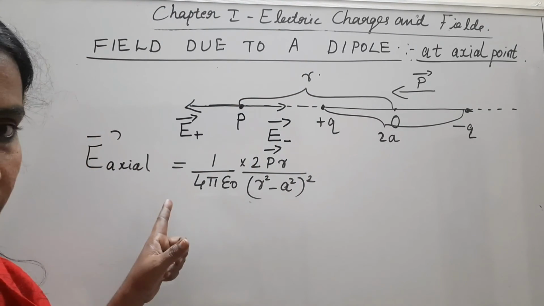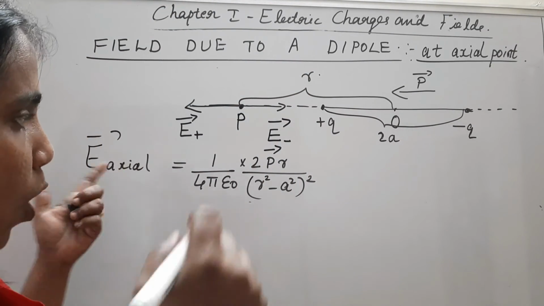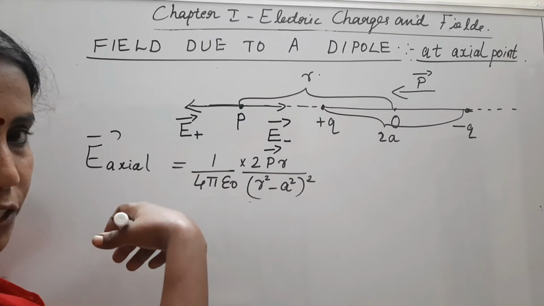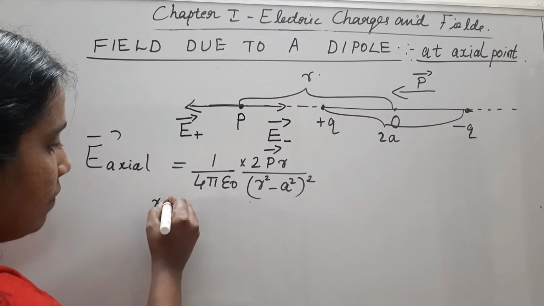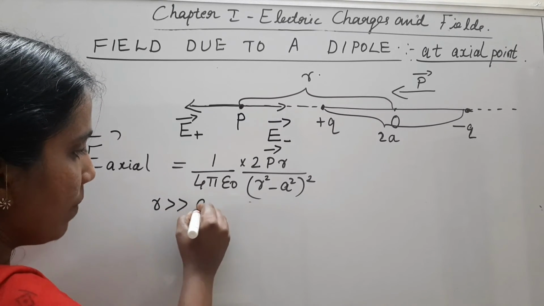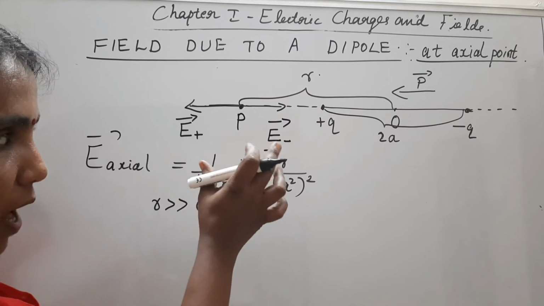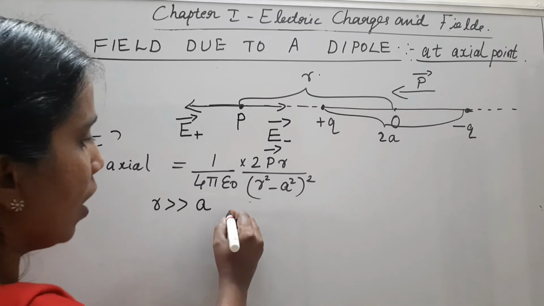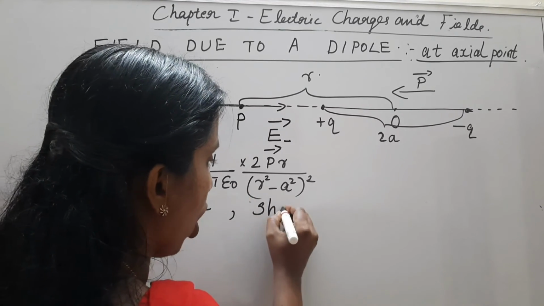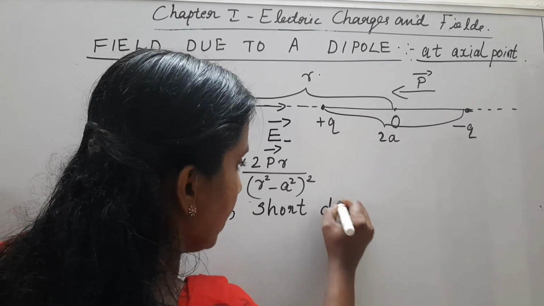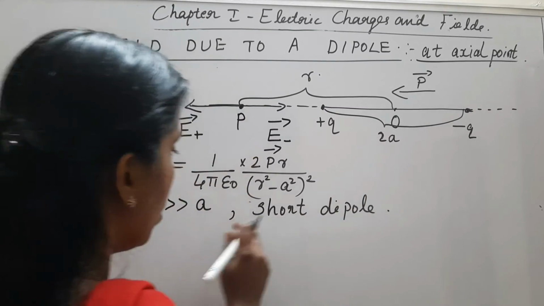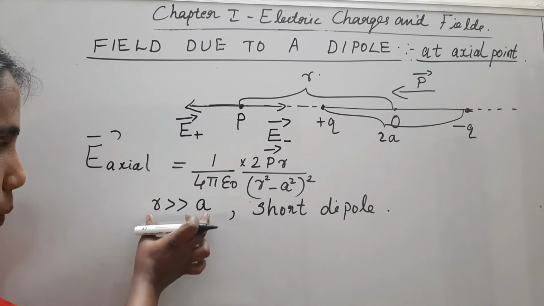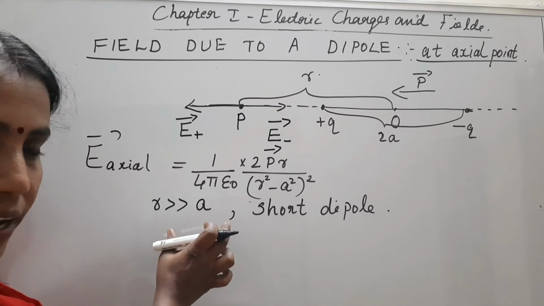Now one more point here: when the point P is at a far distance from the center of the dipole, or when r is very much greater than a, compared to the half length of the dipole, when the distance of the point is very large, we call that case a short dipole. So that special case is of a short dipole. Short dipole is the word used when r is very much greater than a.